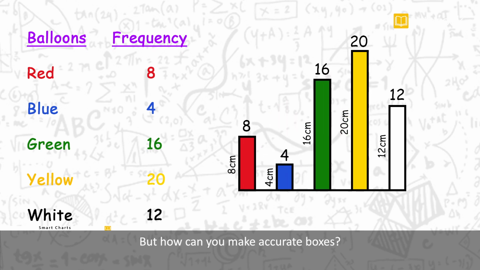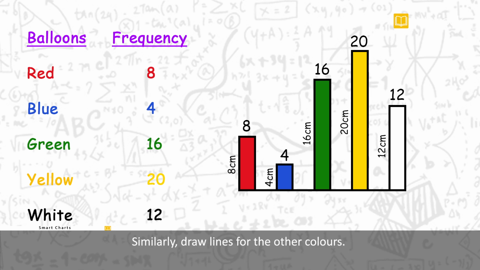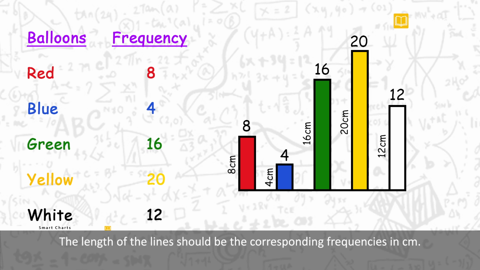But how can you make accurate boxes? For the red balloons, you can draw a line of 8 cm from a base. For the blues, draw a line of 4 cm from the base. Similarly, draw lines for the other colors. The length of the lines should be the corresponding frequencies in centimeter. Make rectangles like this with the lines. You have a bar chart ready. Doesn't it look similar to the bar chart that we made by arrangement?